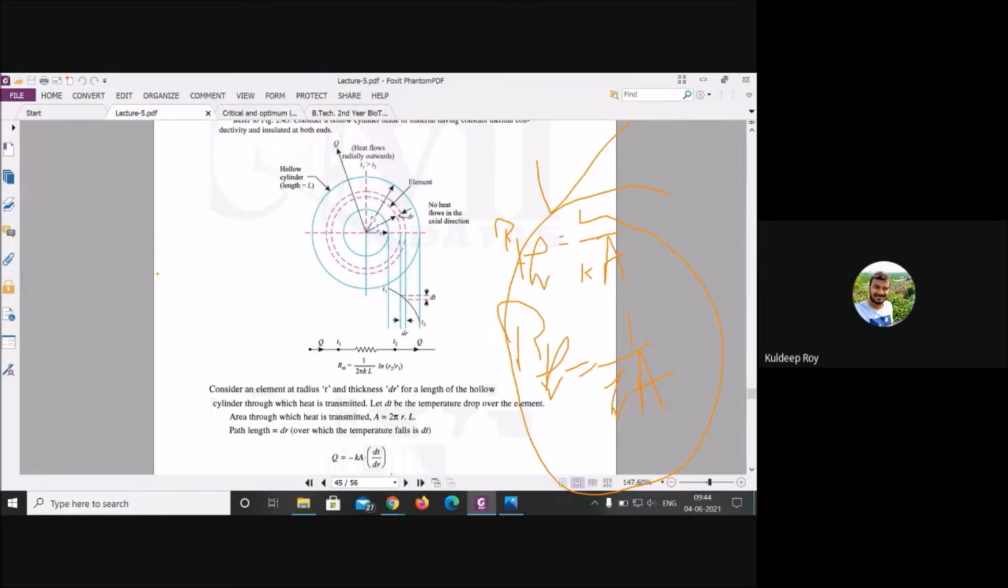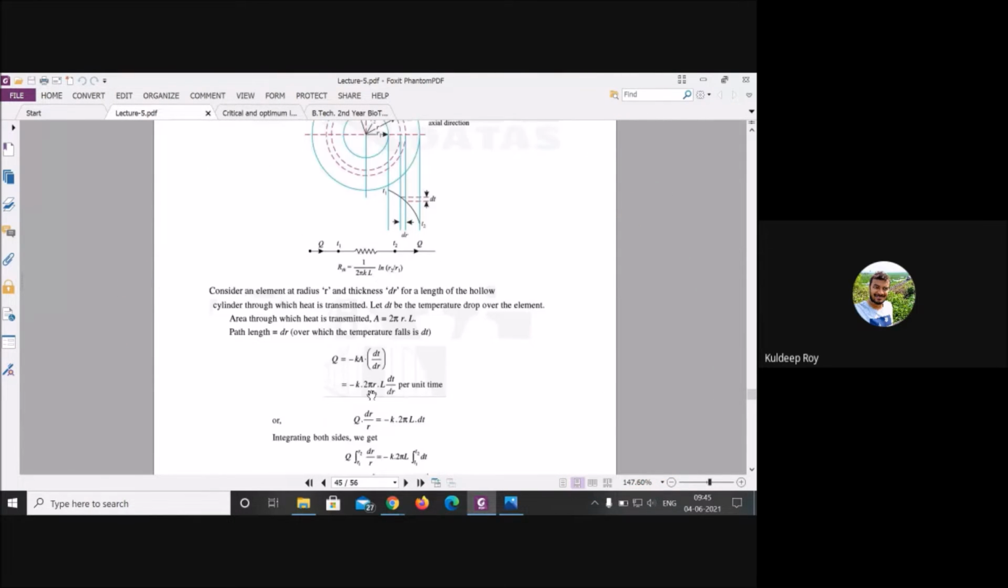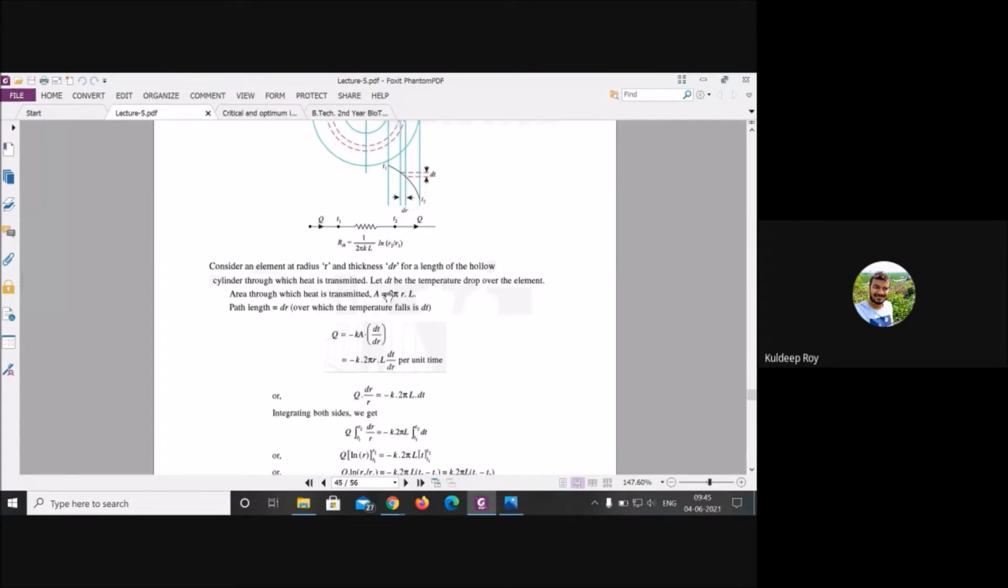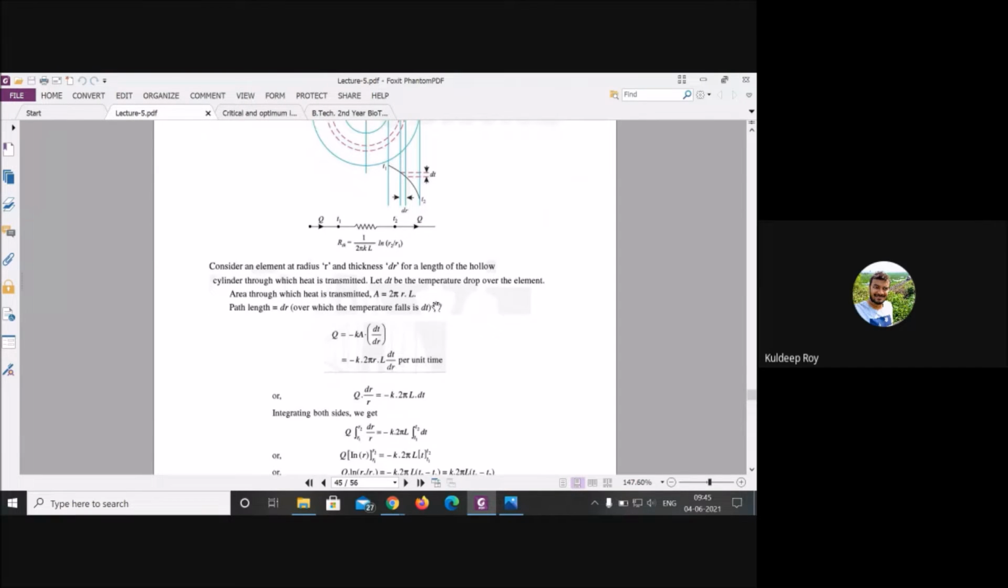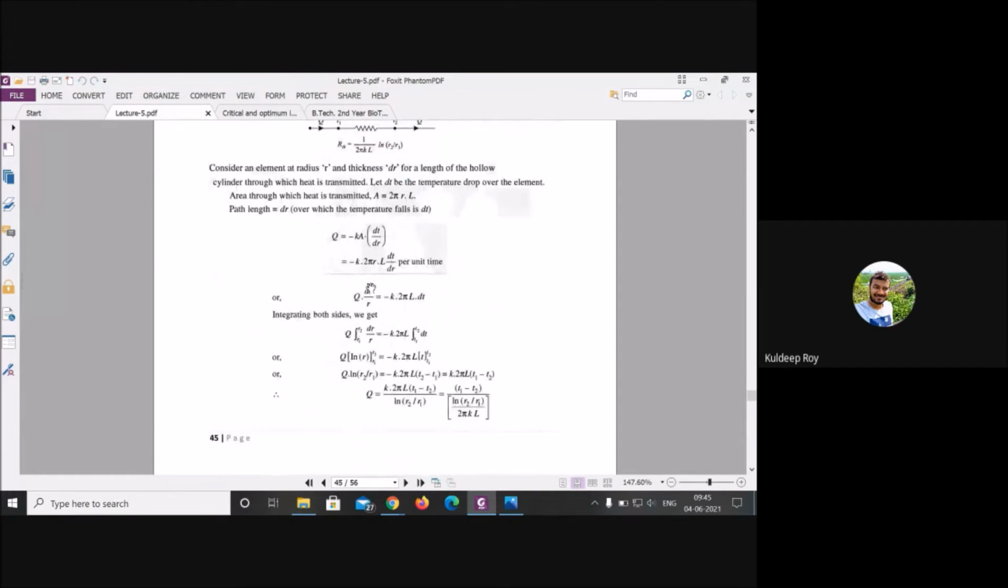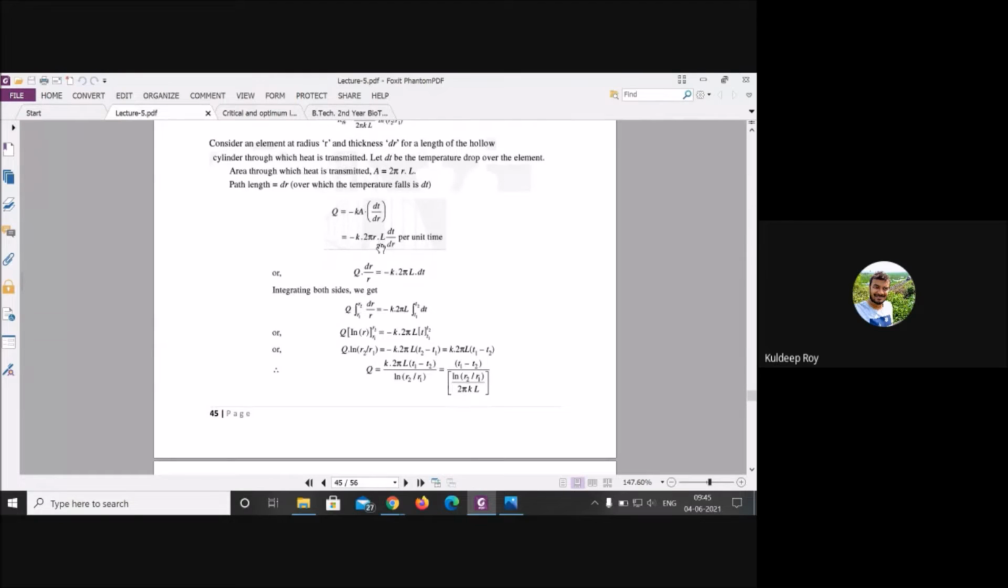And here we will talk about a cylindrical kind of thing. Then how will you prove this? You know, Q is equal to minus KA del T by del R. Area will be 2 pi R L because this is circular, correct? Put the value of the area, 2 pi R L, multiply del T by del R. Just rearrange and integrate. After integrating, you will get this expression.